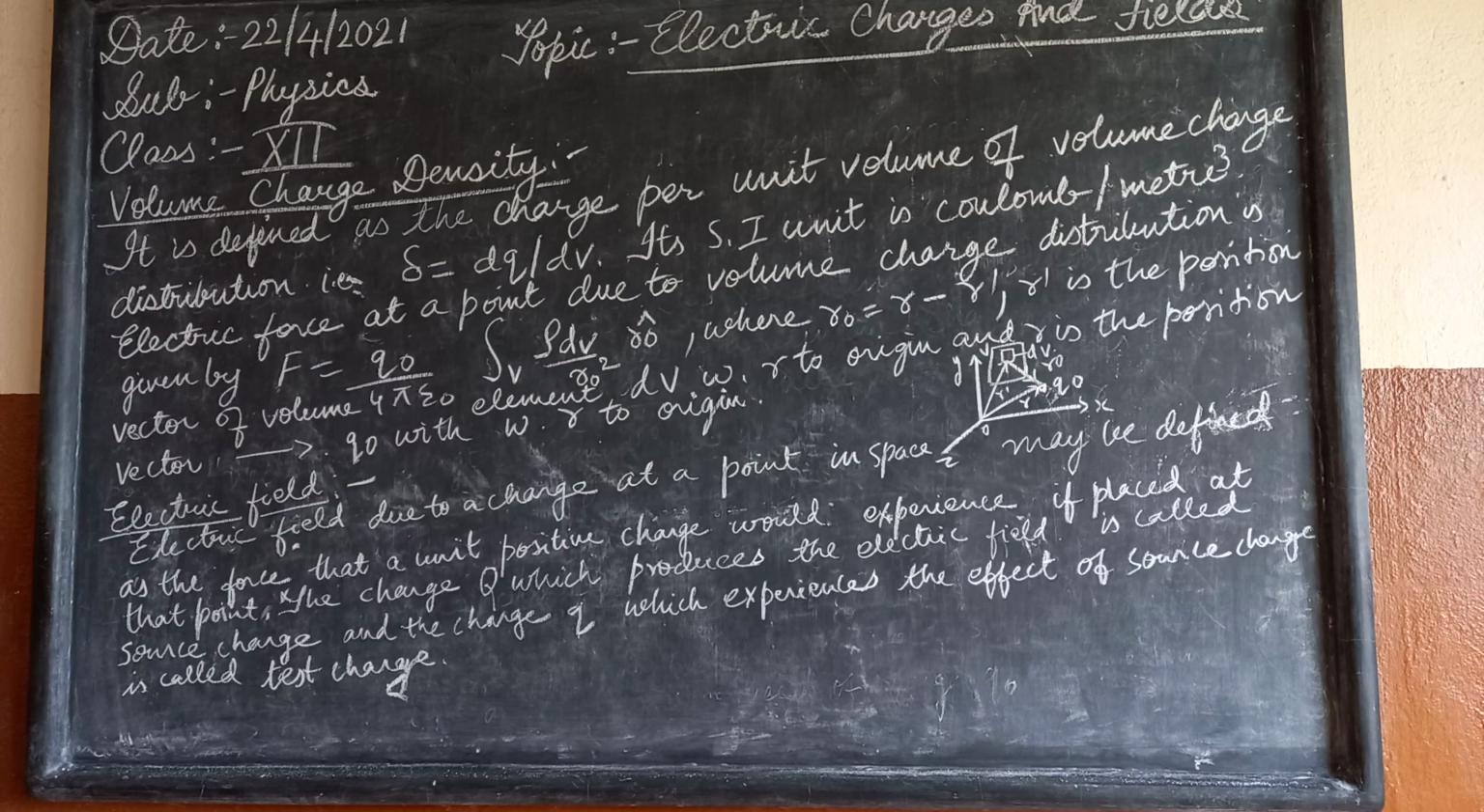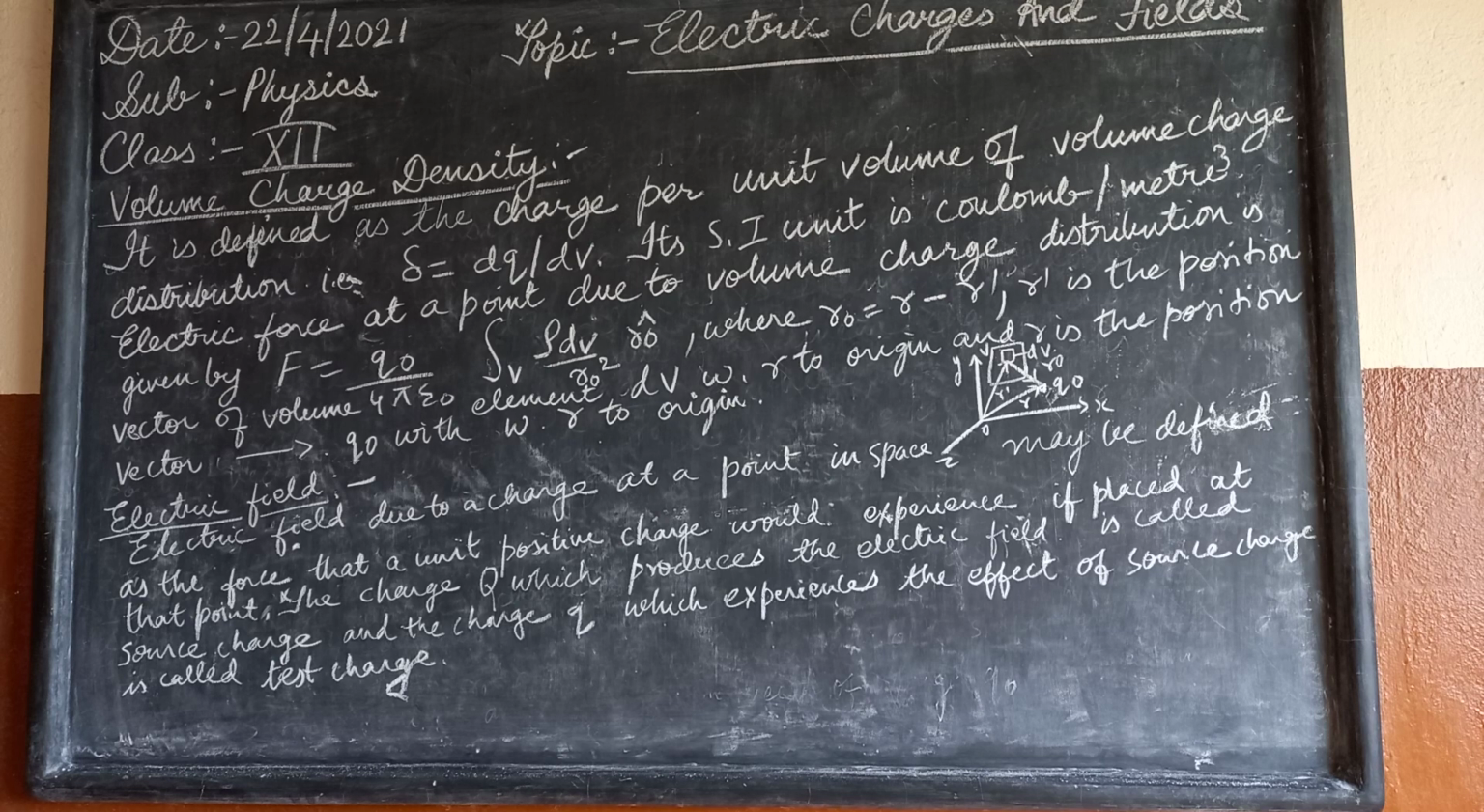The charge Q which produces the electric field is called the source charge, and the charge which experiences the effect of the source charge is called the test charge. So the electric field due to a charge at a point in space may be defined as the force that a unit positive charge would experience if placed at that particular point.